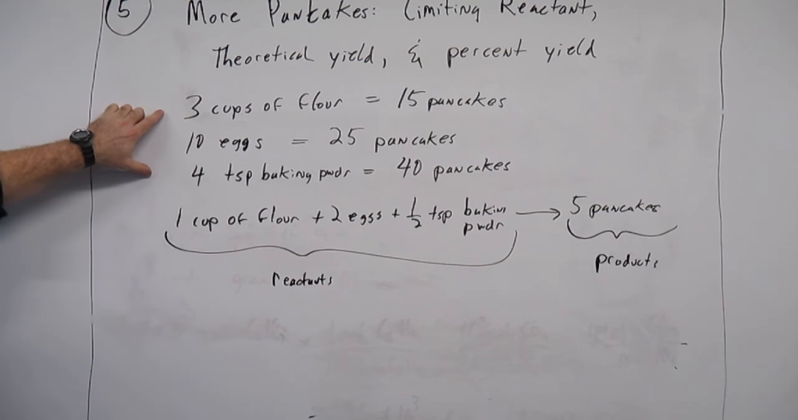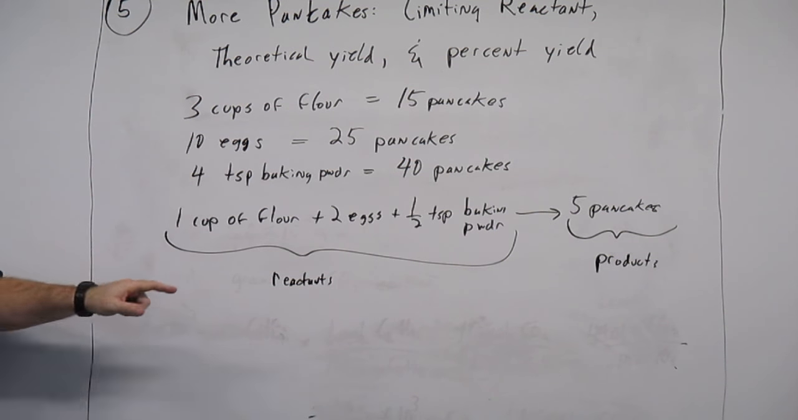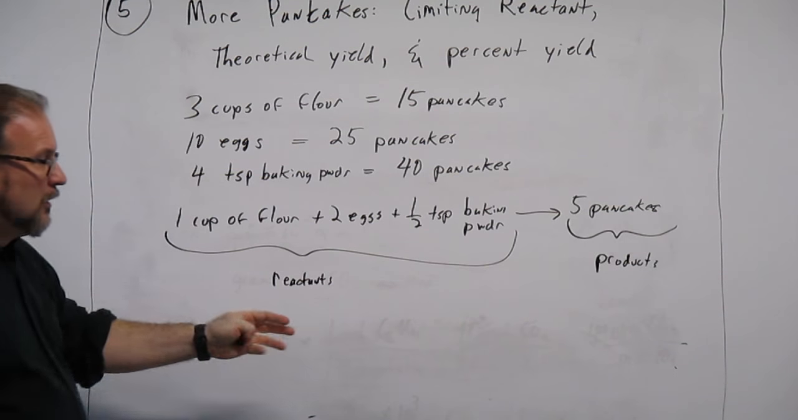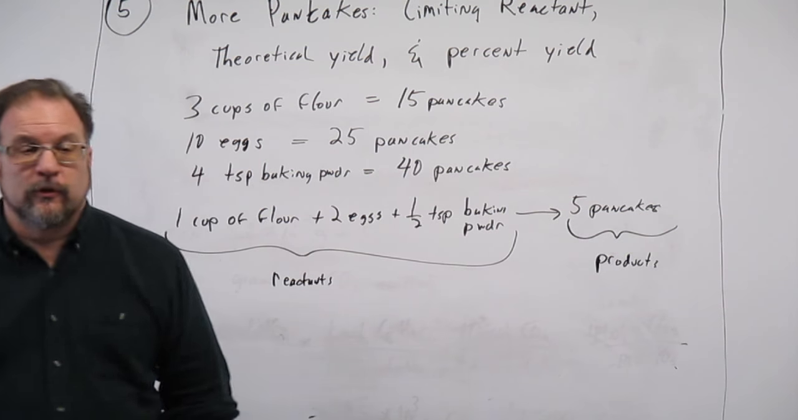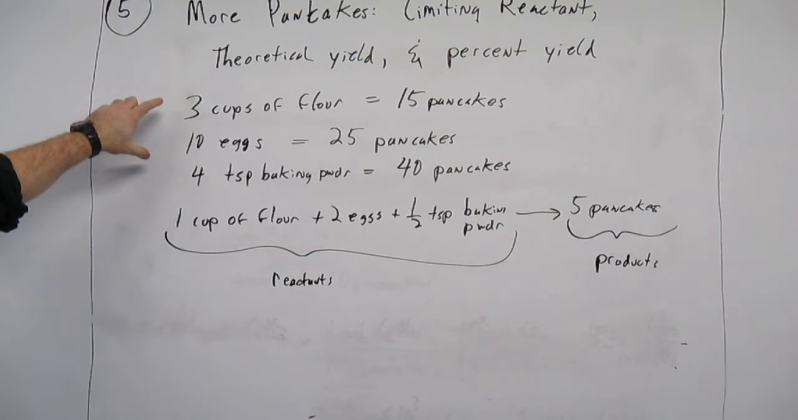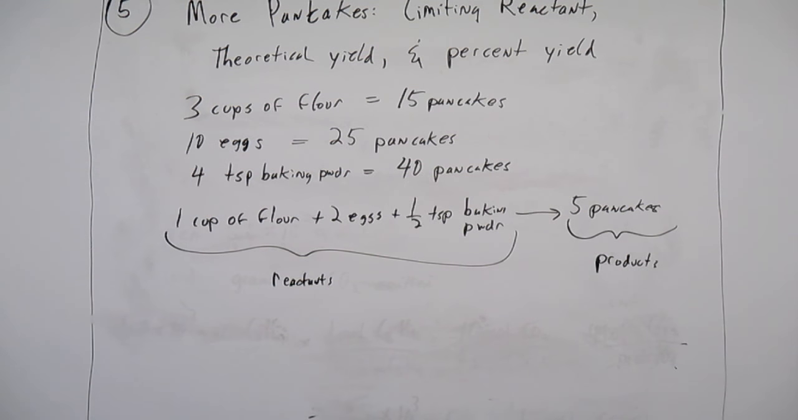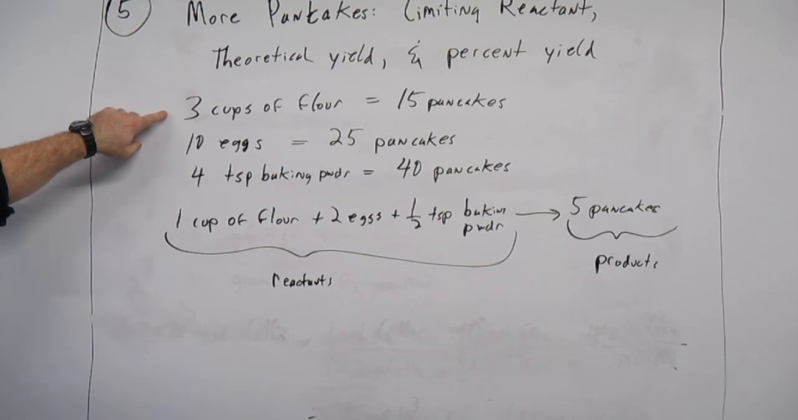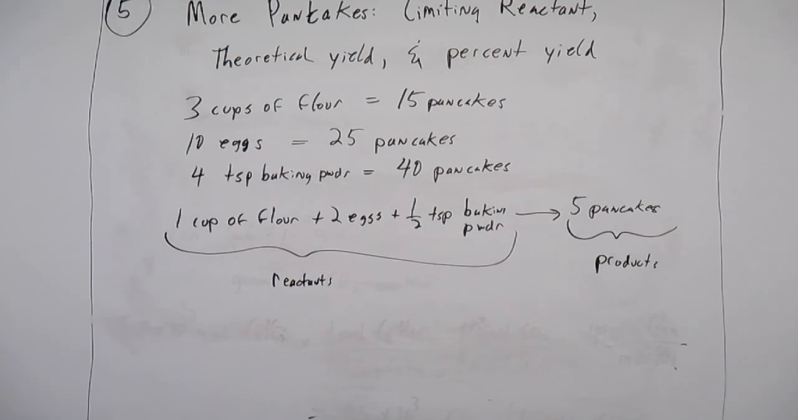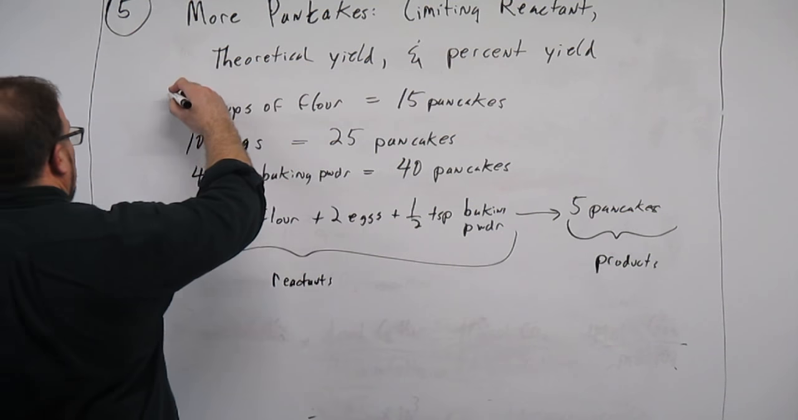One of these things you can pick out as being the limiting reactant because it will limit the amount of pancakes that you're able to produce. Okay, so just looking at that, which one is going to be the limiting reactant? Is it going to be the flour? If I have 3 cups of flour, that gives me 15 pancakes. Yeah, that produces the lowest amount of product, right? The 15 pancakes. So this one right here is the limiting reactant.